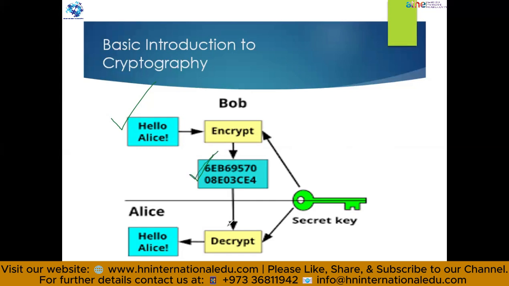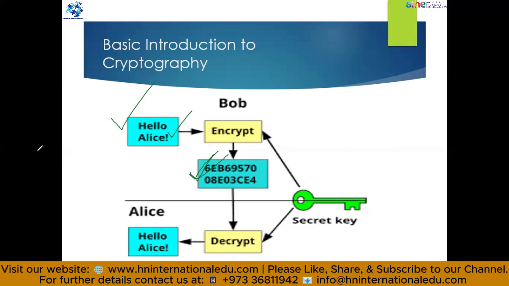Later on, when it reaches the specified location, the specific person for whom it belongs, we will decrypt it using a secret key. What is the secret key? It is the key we used to convert this message. Here we will use the same key again to decrypt this information, and then the person will get the required information as it is, as the sender sent it.